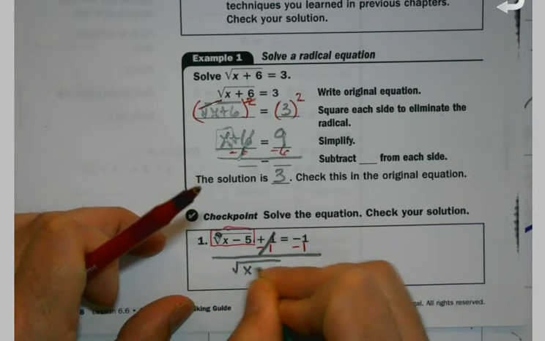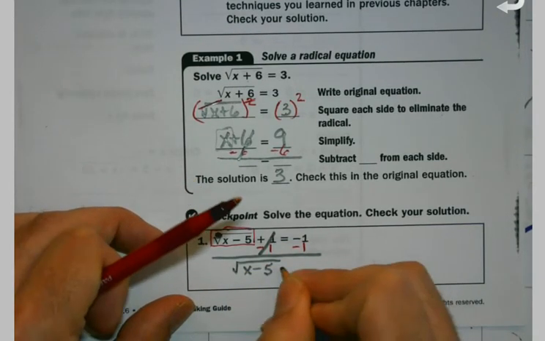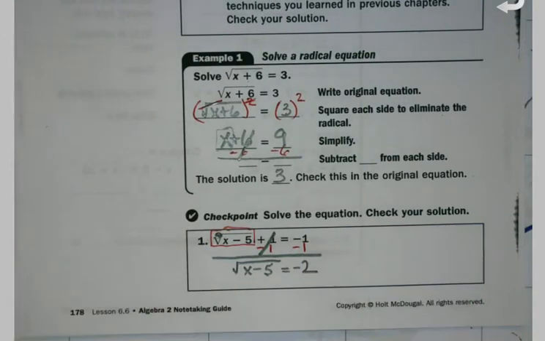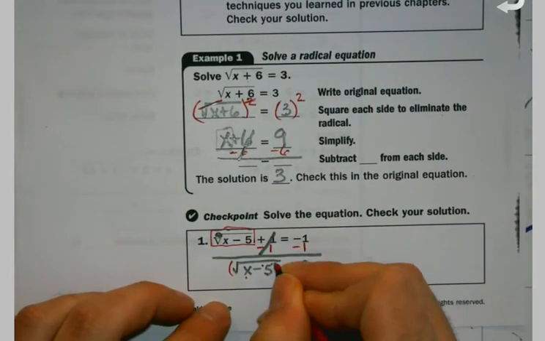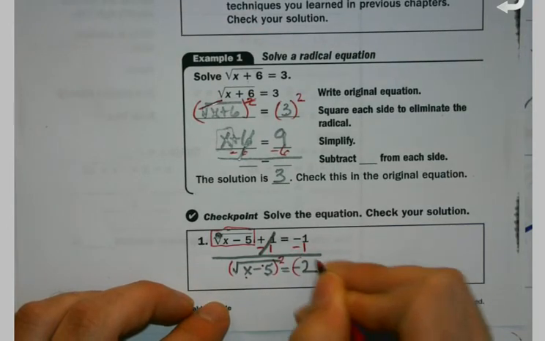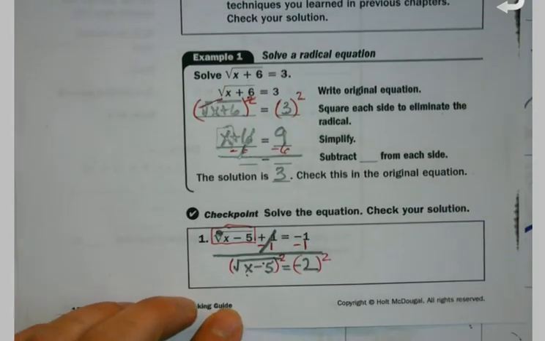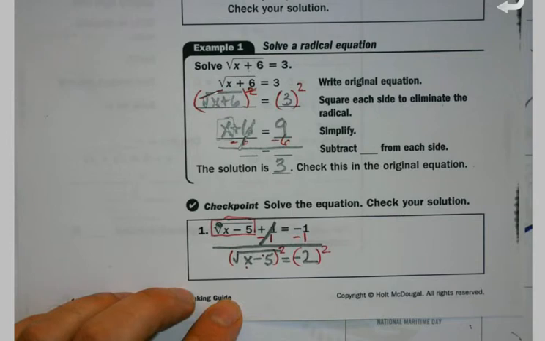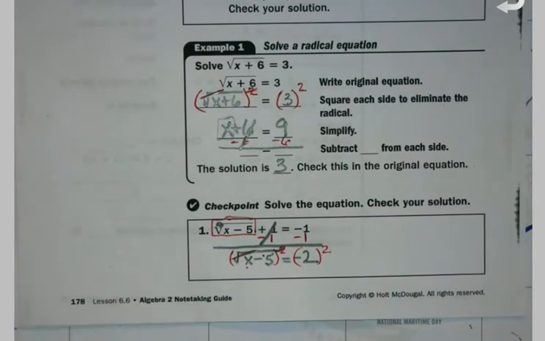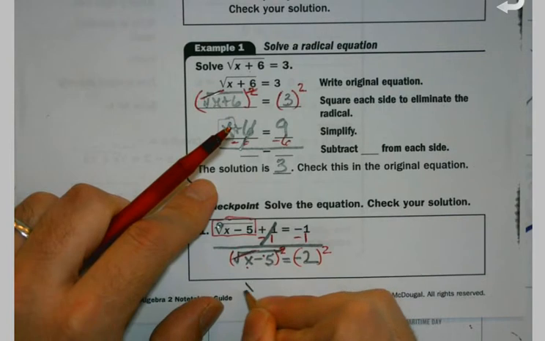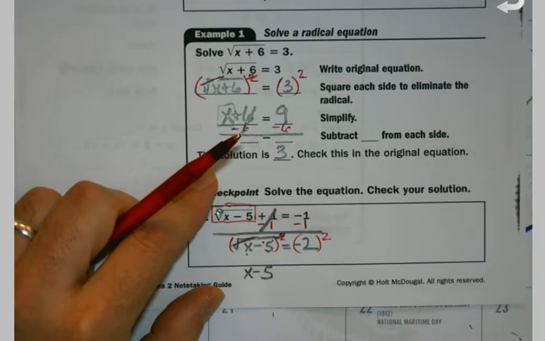So I get the square root of x minus 5 equals negative 2. Now I'm ready to do what I did up in the first example. I need to get rid of the square root because I want to figure out what x is. So I square both sides. And that'll never change. That's always going to be the same step. The squared and the square root will cancel and just leave me with what's underneath.